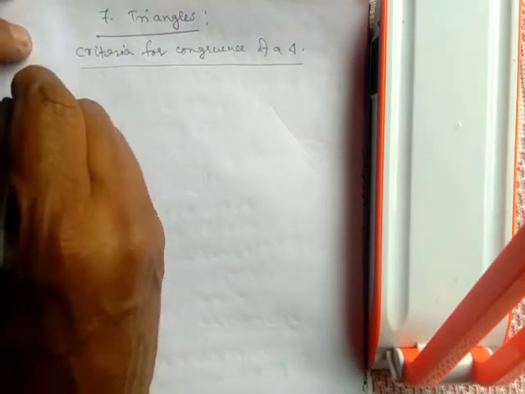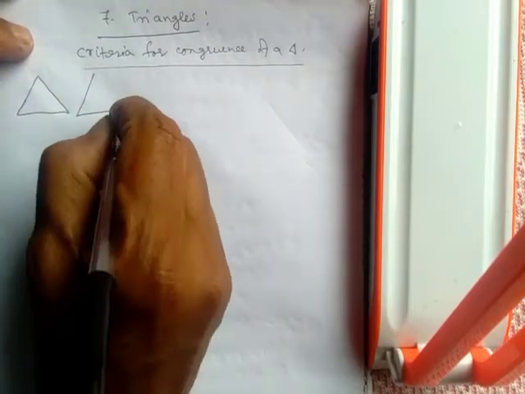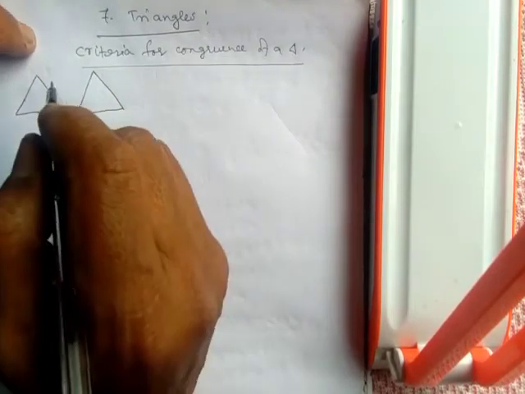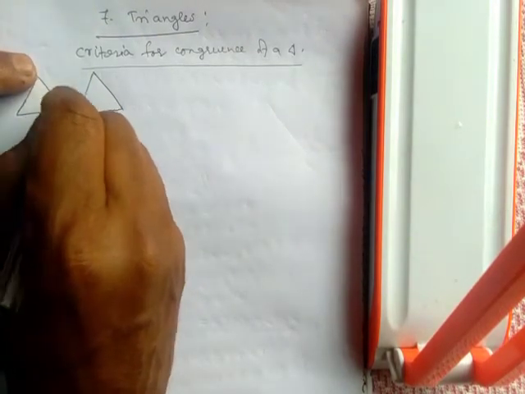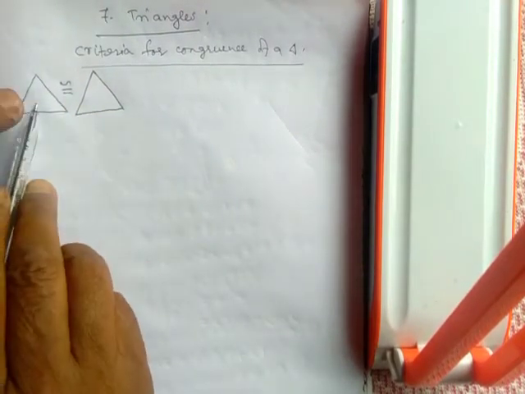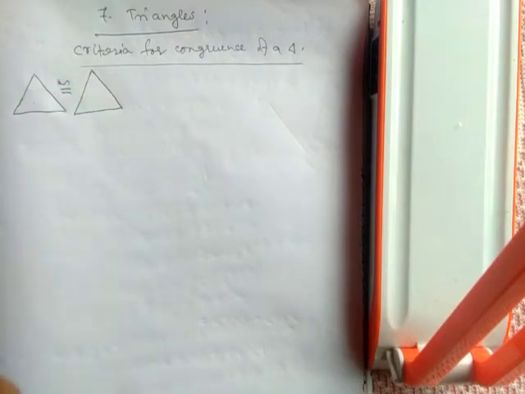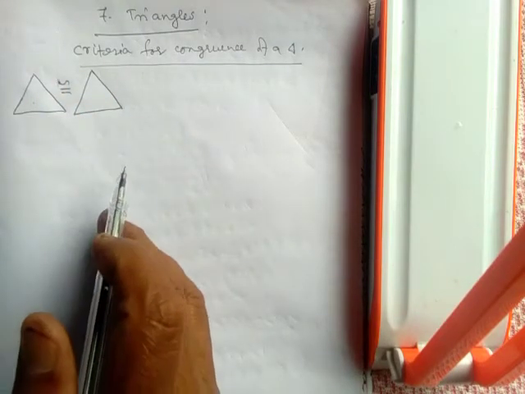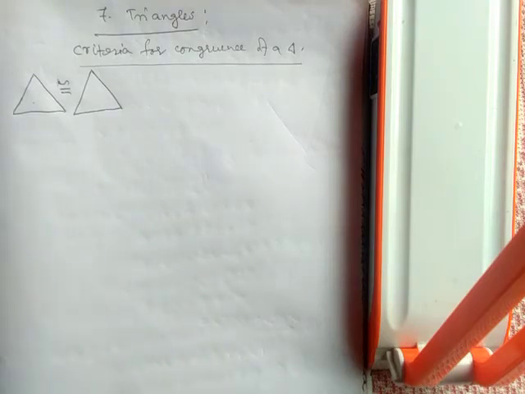Suppose I have two triangles, and I am drawing them here. These two triangles will be congruent. Congruent means this is the equal sign and this is similarity. The two triangles must be equal and they must be similar, then they will be congruent. That is why it is said that all similar triangles are not congruent, but all congruent triangles are similar.